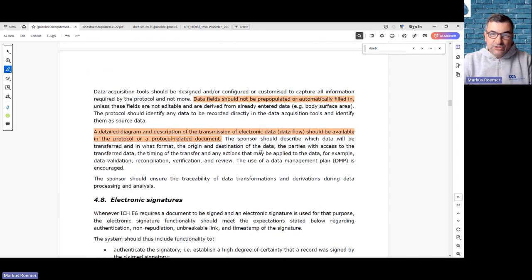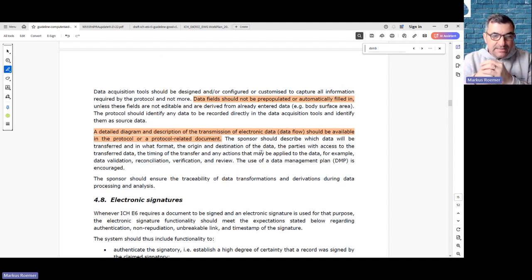Okay, data fields should not be pre-populated or automatically filled in. So I just have taken this as an example. You see a very good guidance document telling you not everything about how you should do that, but giving you some great details. Now, this is very interesting.